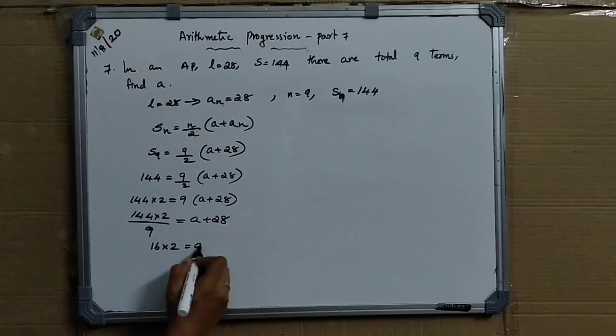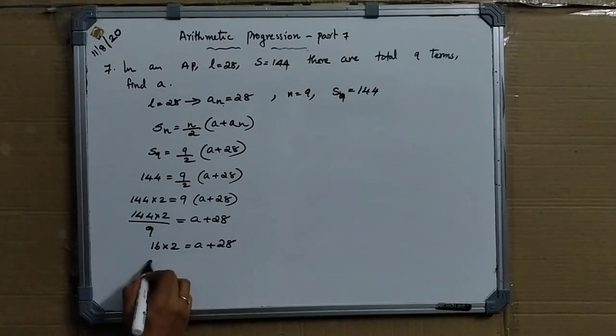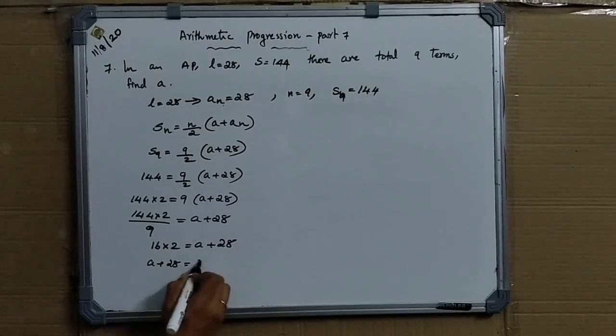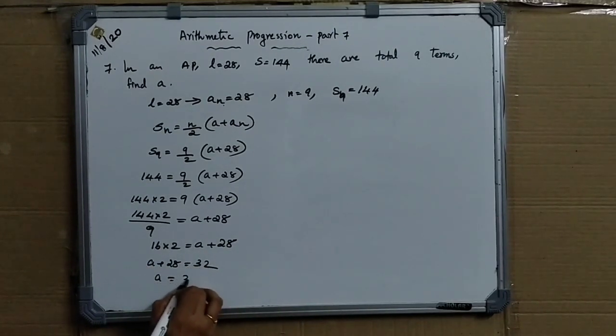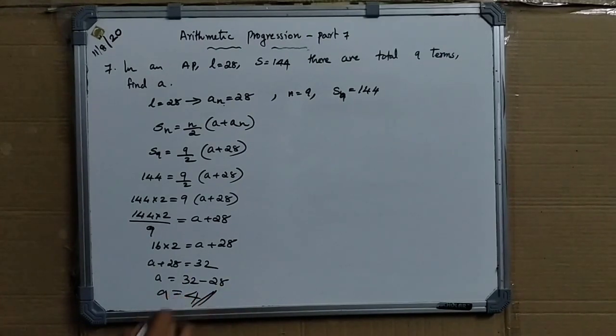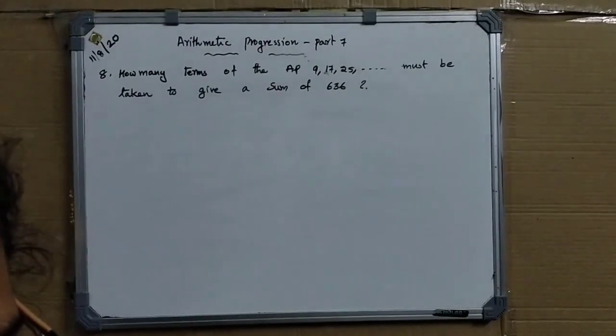16 into 2 equals a plus 28. So a plus 28 equals 32. a equals 32 minus 28, that is 4. We get a equals 4. Okay. Done.